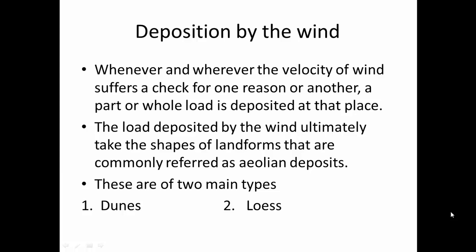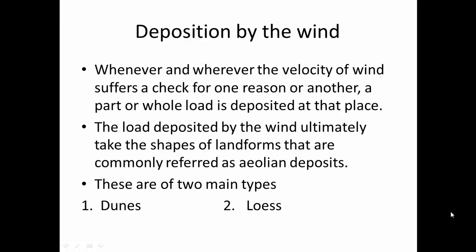Load dropped by wind in a particular region may be very small or of considerable volume. These wind made deposits may ultimately take the shape of the landforms that are commonly referred to as aeolian deposits. These are of mainly two types. One is dunes, another is loess. Dunes are variously shaped deposits of sand grade particles accumulated by winds. A typical sand dune is defined as a broadly conical heap of sand characterized with two slopes on either side of the medial ridge or crest.